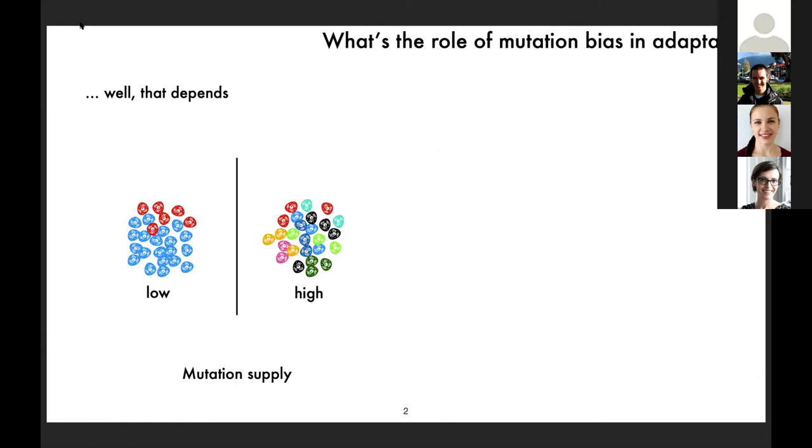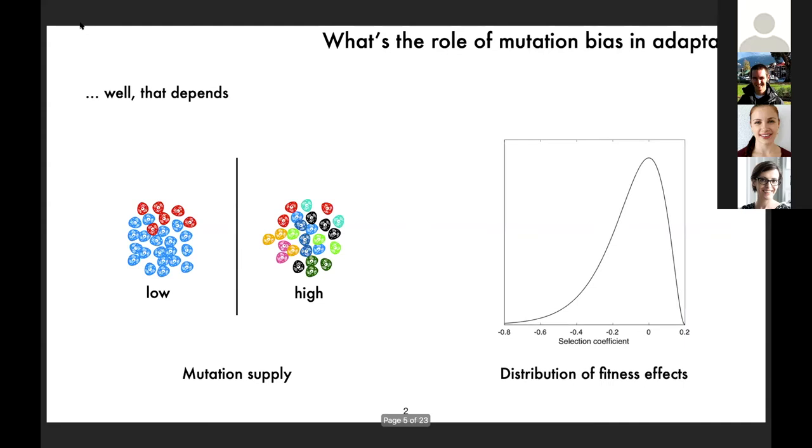In the low mutation supply scenario, mutations are so rare that the beneficial mutations that are more likely to occur due to a mutation bias are the ones more likely to go to fixation. But in contrast, in the high mutation supply scenario, mutations arise so frequently that it's more likely for selection to choose the beneficial mutations with the highest selection coefficients instead of the ones favored by mutation bias. On the other hand, the shape of the distribution of fitness effects can also limit the role of mutation bias, for instance, in cases in which the number of beneficial mutations in a given environment is very low.